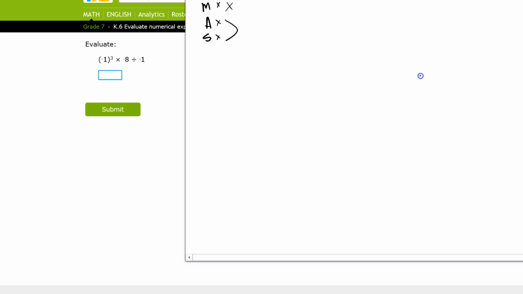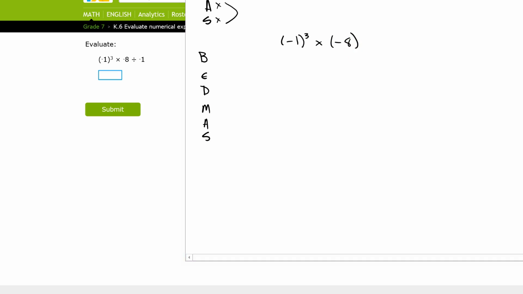Now here's another bit of a spicy meatball. We have BEDMAS. Negative 1 to the power of 3 times negative 8, and I'm just holding all the negatives in brackets, divided by negative 1. Now we can't hold things in brackets. We have to pay very close attention to what the base is. So just be careful about that.